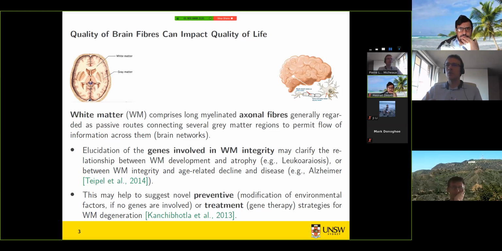This is an interesting question: to understand if there is some genetic background in this white matter integrity. Because if genes are involved, then you can hope to cure or improve diseases such as Alzheimer's or this other disease I mentioned here, by looking at what genes are involved. And if this is not related to genetics, then maybe you want to find what environmental factors are involved and try to do some prevention.